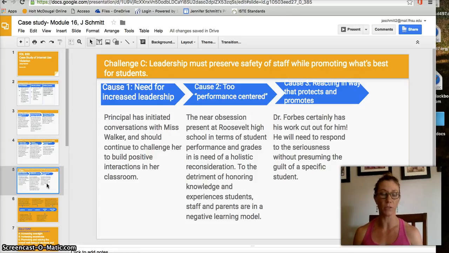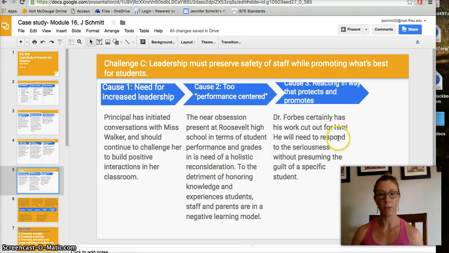The principal, Dr. Forbes, must increase conversations with staff, in particular Ms. Walker, assuming that she's back at school the following year, and challenge her to build positive interactions in her classroom. And I think that he certainly has his work cut out for him, but there might need to be a reconsideration of the value of grades and how the detriment of that might be, like I spoke to on the first slide, the lack of positive relationships in the school environment as a whole.